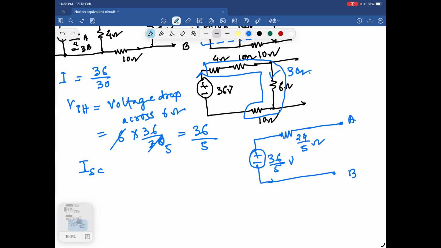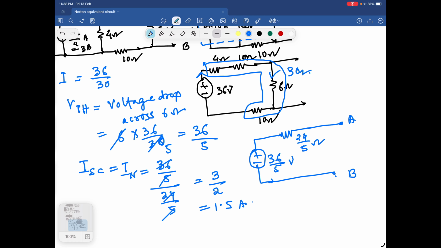Now you have to convert it to a Norton equivalent circuit. So ISC is equal to, you have to short it. So what will be the current? ISC is equal to IN. This is equal to 36 by 5 divided by 24 by 5. So 5 cancels. Now 36 by 24, so 12, so now it is 3 divided by 2. So this is 1.5 ampere.